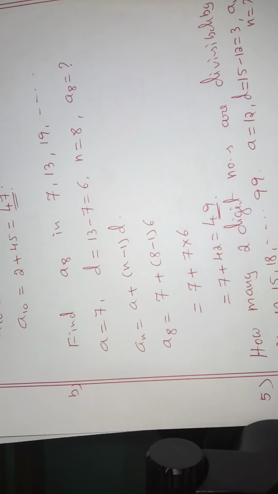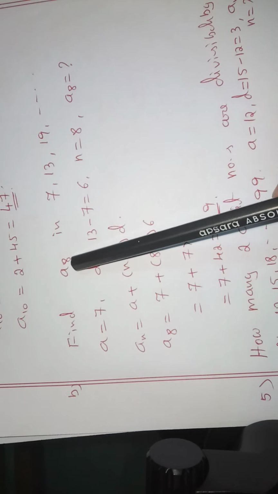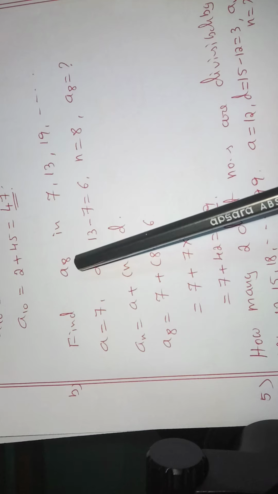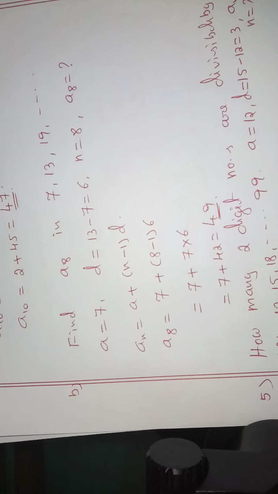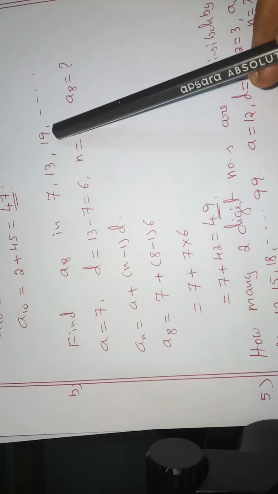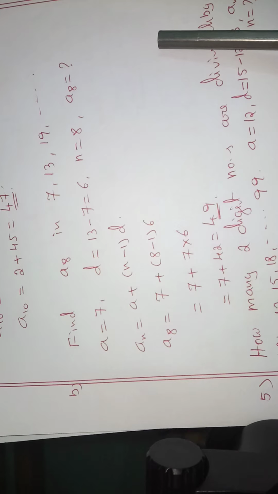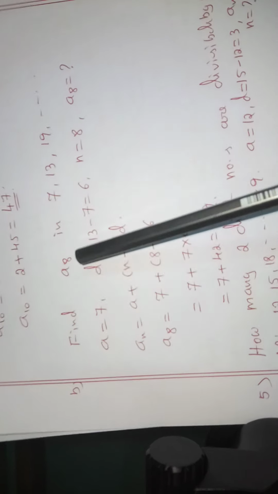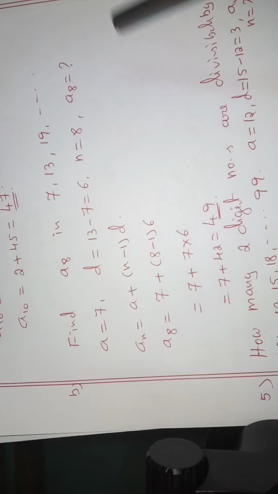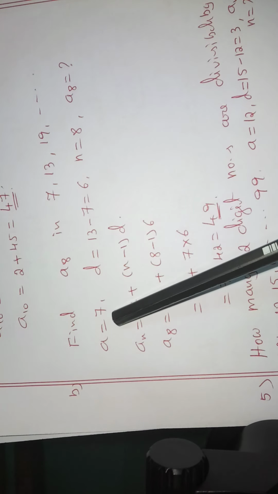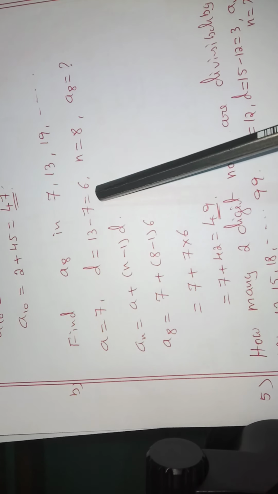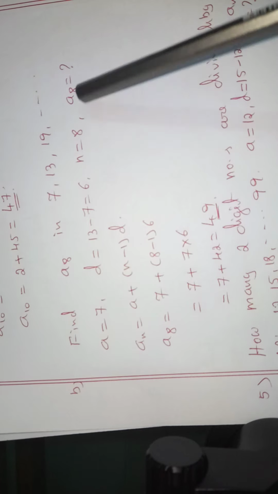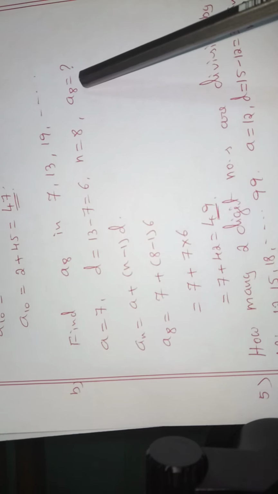I hope all of you completed that sum. Let us work out the next sum. Find eighth term. Eighth term is denoted as A8. Small letter A, suffix 8. In 7, 13, 19 and so on. Immediately you have to write A is equal to how much? 7. D is equal to how much? 6. N is equal to 8. A8 is equal to how much?